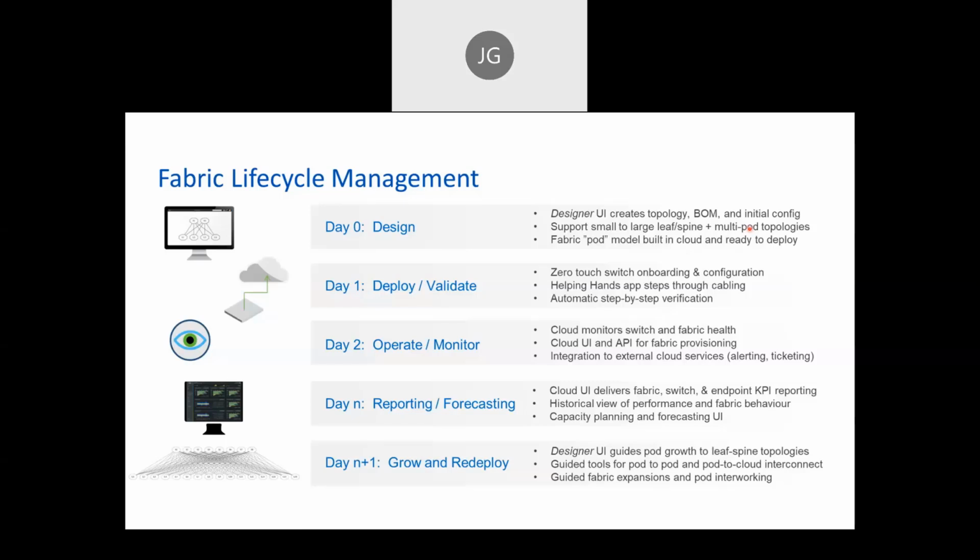One of the things that's really nice about this fabric lifecycle is that this is a zero-touch switch onboarding. During the deployment, what's really important for me is to be able to just plug in a switch and have that fabric identified immediately. That's a beautiful thing, right? That way I don't have to configure LAGs or uplinks or trunks. I just simply insert this switch in a zero-touch deployment into the fabric. We also, again, have that Helping Hands app.